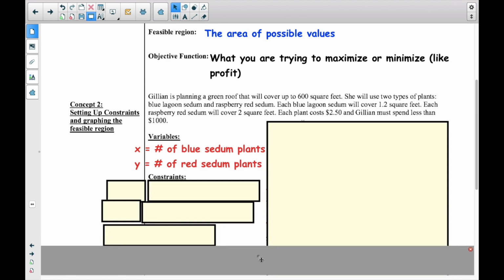Okay, the constraints. Remember, another synonym for constraints is limitations. Let's go back to that problem and look at what are some of the limitations that there are. And think about that. What are the limitations? Read through the problem.